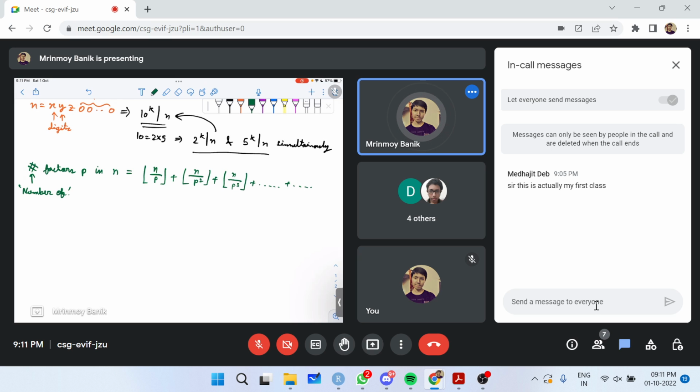So what is this thing like? So floor is nothing but, this is called floor. Sometimes it's also called Dirichlet's function, a box function.